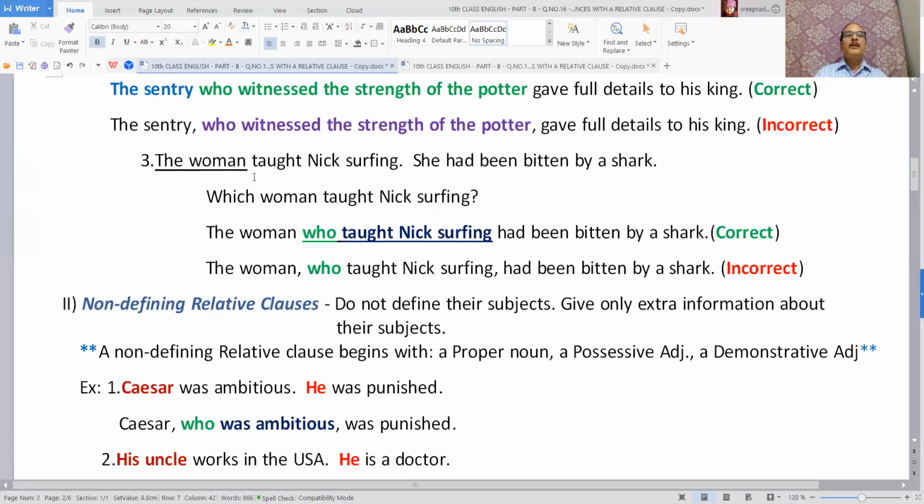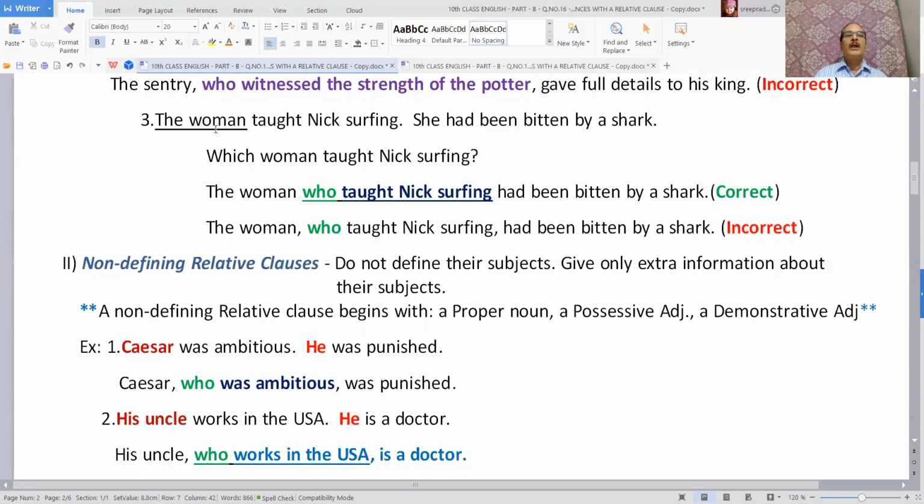So to complete the meaning of that woman, to say something about that woman, I have to write now: the woman who taught Nick surfing. So I am defining who that woman is by using this relative clause without using a comma. The woman who taught Nick surfing had been bitten by a shark. This is a defining relative clause, who taught Nick surfing. So this is the correct one.